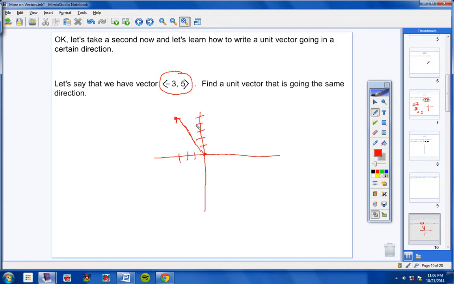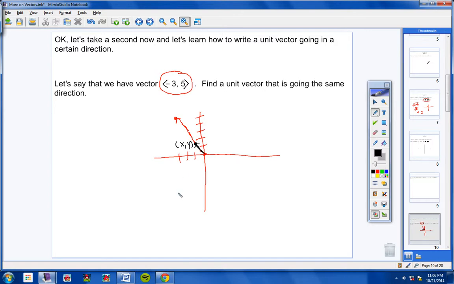Okay. Now, here's what it means. Listen to me carefully, students. Here's what it means when it says find a unit vector that is going the same direction as this vector here. All that it means is they want to know how far up this vector you have to go until you come to a length of 1. And then once you find that place, you want to find that ordered pair right there. That's all they're asking you, okay?